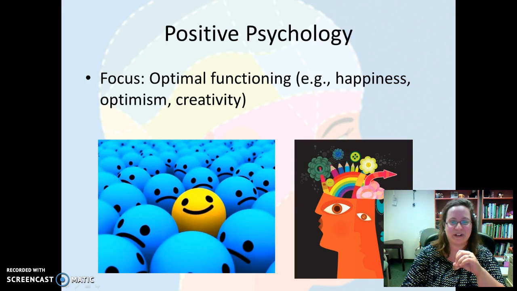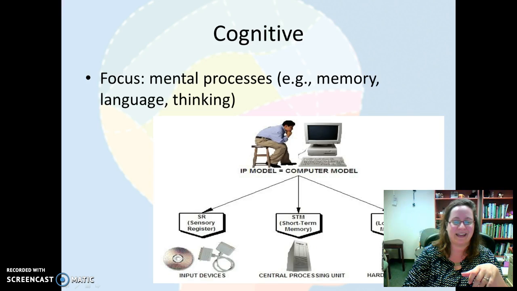Positive psych is one of our newest branches of psychology. And so psychology for a long time focused on what's wrong with people, and positive psych is trying to give a different perspective and say what's right with people, or how can we help you be the best you can be. So you can read about positive psych. From our cognitive perspective, these individuals focus on mental processes, and they often use the computer as a model.